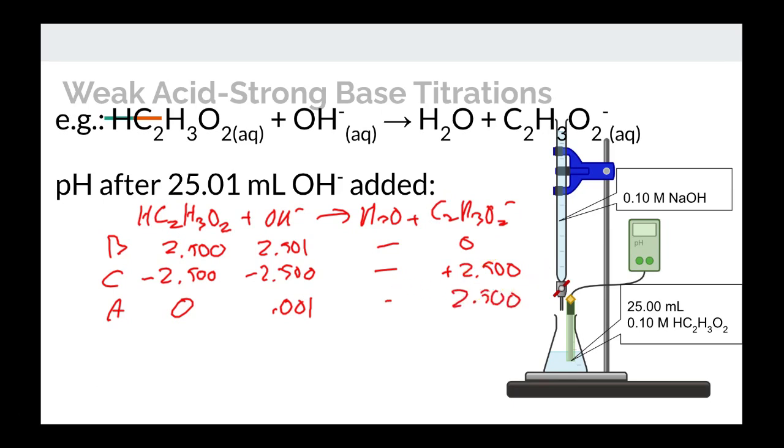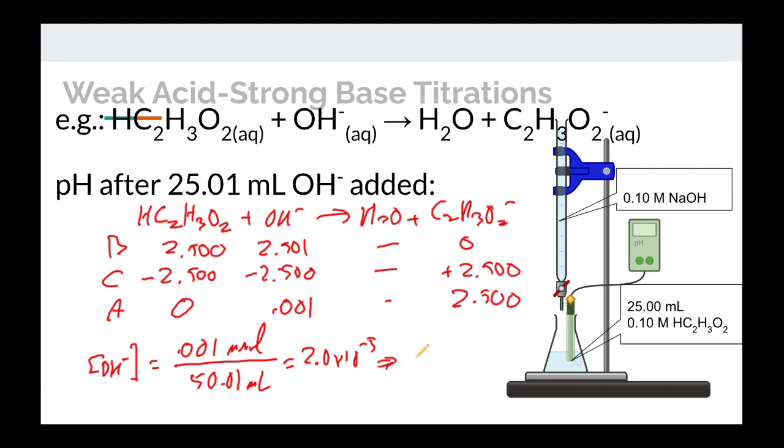So what's our concentration of OH minus from the strong base? It's 0.001 millimoles in our total volume, which is now 50.01 milliliters. So our OH minus concentration is 2 times 10 to the negative 5. If we take the negative base 10 log of that, that is pOH, which is 4.70. And if we take 14 minus that, we get our pH, which is 9.30.